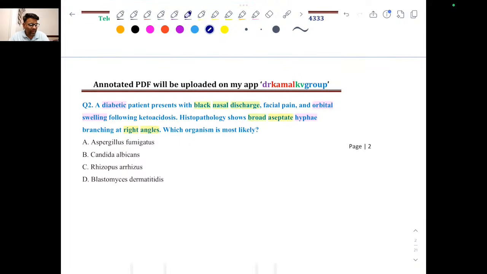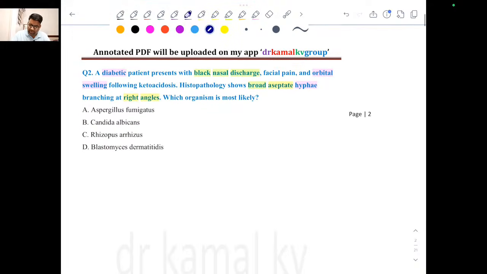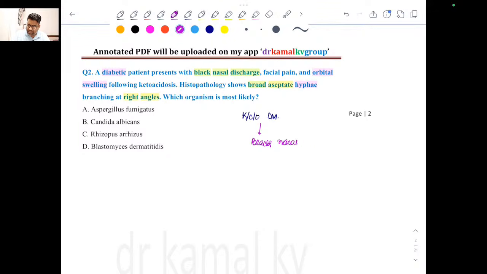So, very good Aditya, very good Priya, yes, both of you are right. So, known case of diabetes mellitus presenting with black nasal discharge with orbital swelling. Yes, the diagnosis is mucormycosis.